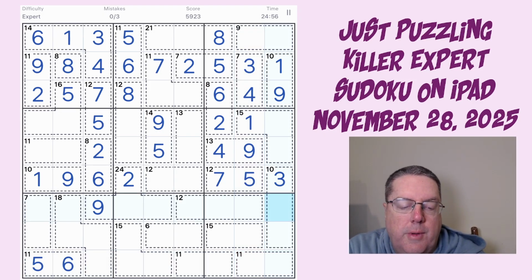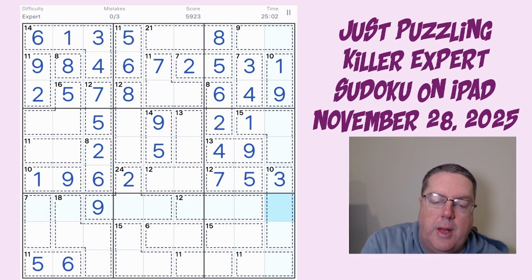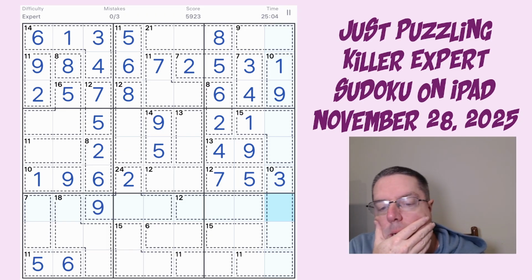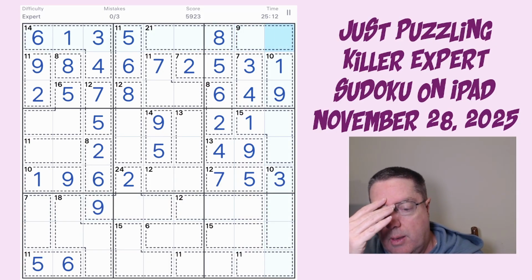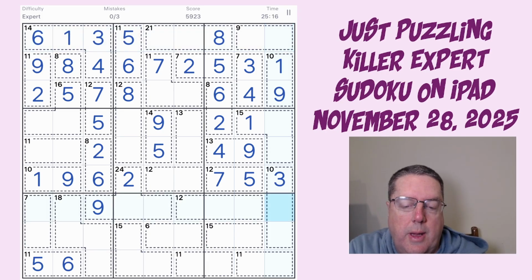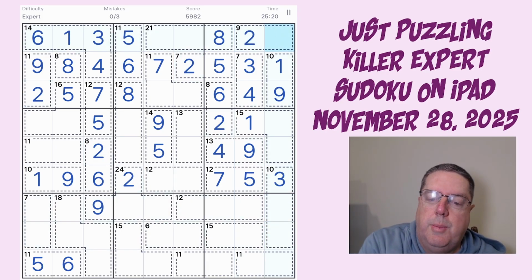This could be 5 and 2 because 5 can't be there. I need a 5 in this column and 5 can't be in that row. So that's 5 and 2 there. 8 and 6. So I've still got 7 and 2 there. And I'm saying that to get to there it's got to be 2 and 5. So that's a 2, leaving this to be a 7.